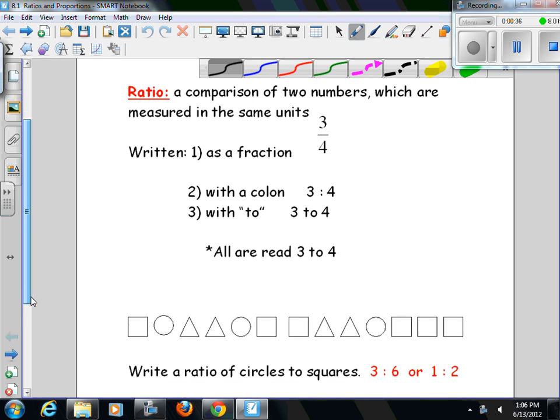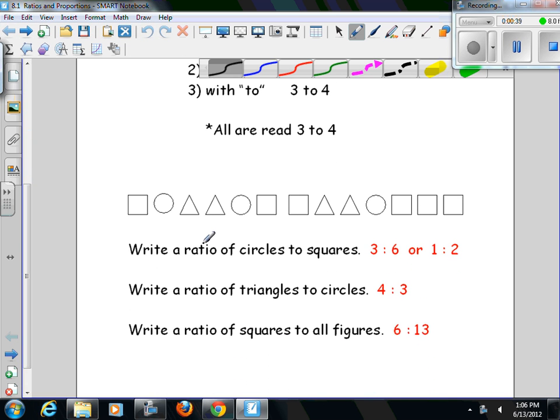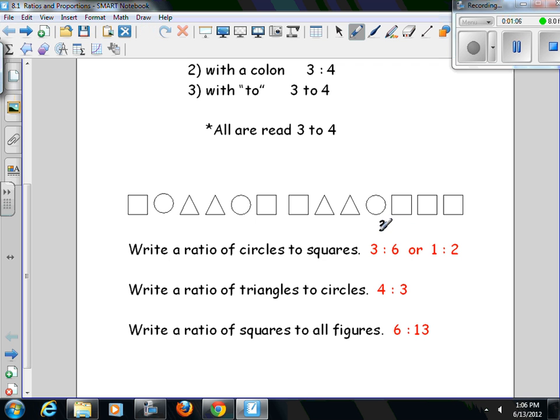Now, next you're given this series of circles and squares and triangles, and we want to write a ratio of circles to squares. So we're going to count up how many circles there are, and there are 3. And how many squares are there? There are 6. So we can write that as a ratio of 3:6, 3/6. You can write it as a fraction, 3/6 if you like, but we also want to reduce if we can, and 3 to 6 reduces to 1 to 2.